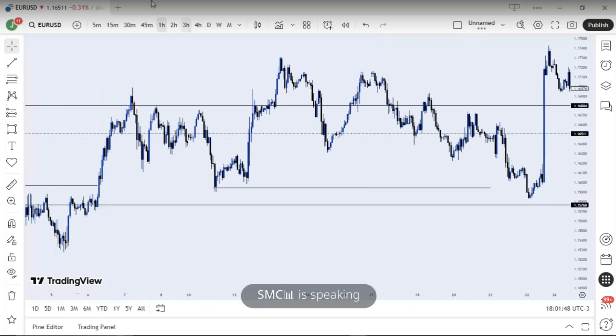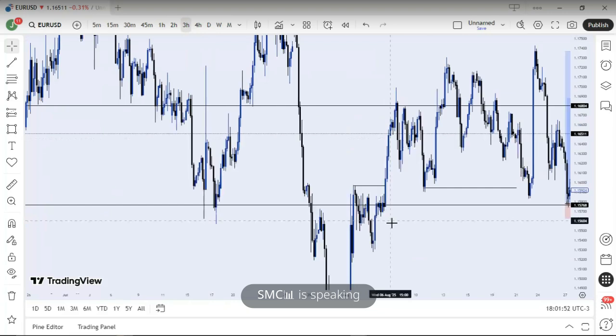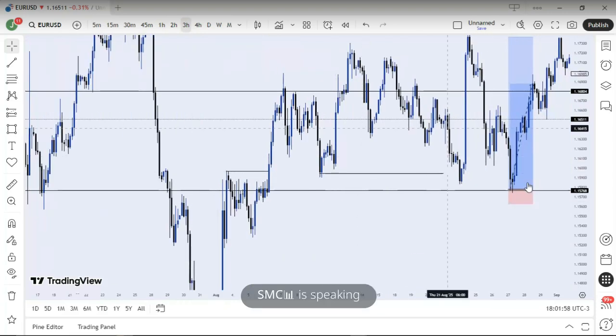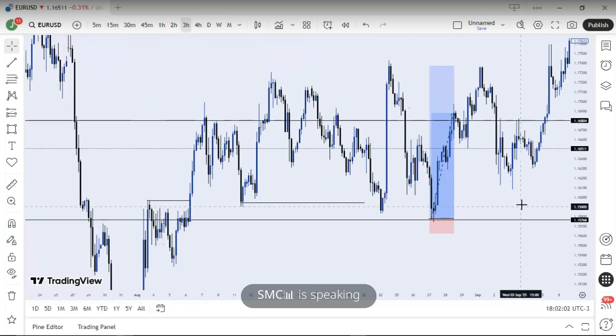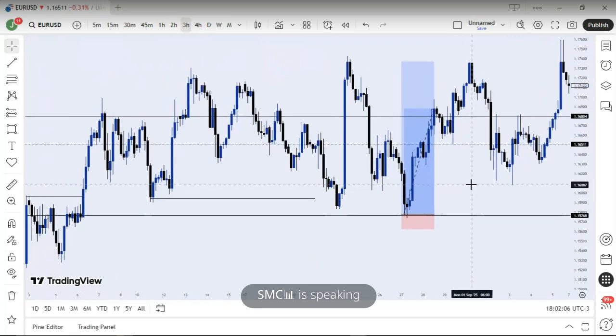Okay, now let me go to the 4-hour time frame or 3-hour time frame and see if I can sharp. Now if you notice very well, this EUR/USD buy trade was a result of picking a valid order block.